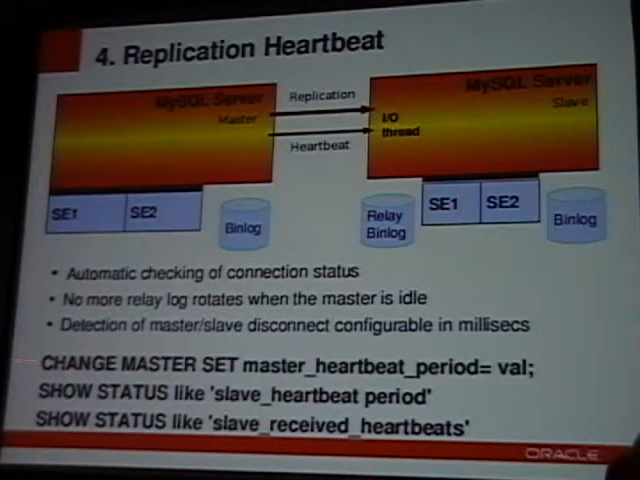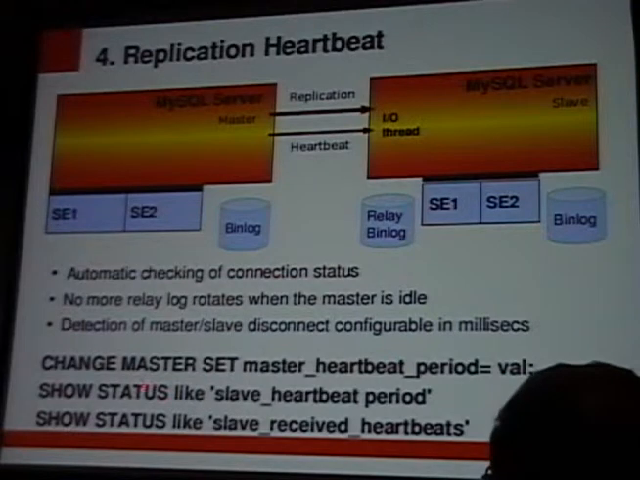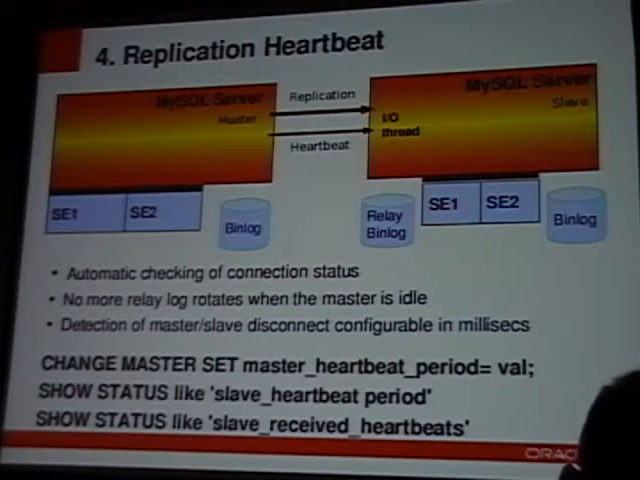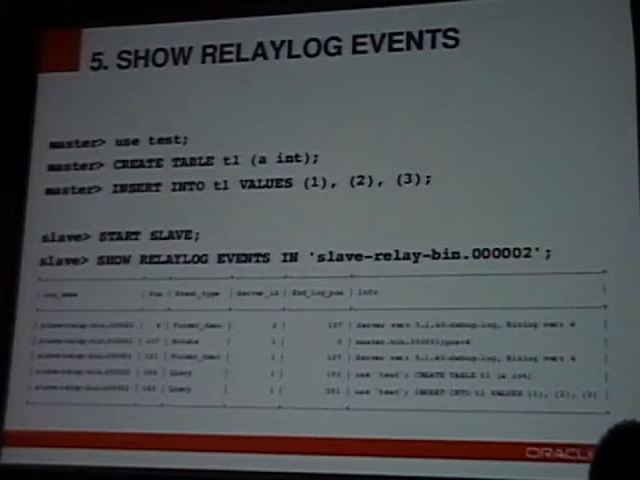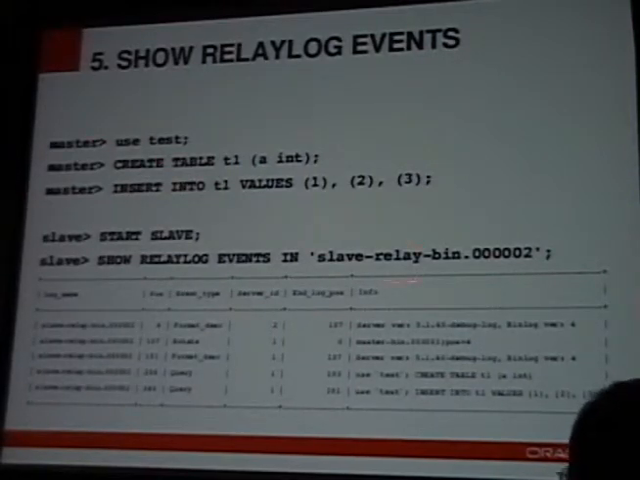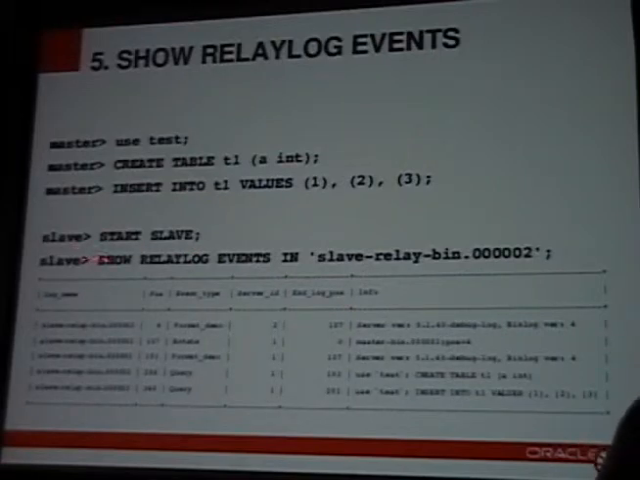And this is how you set it using change master, and then you can check the status of how things are going. This is the show relay log events. So if you start replication, and then on the slave you just do show relay log events on the file, then you get the same kind of output as you do from show binlog events.